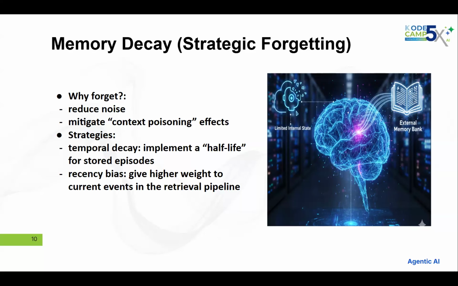Another way is recency bias, where you give higher weight to more recent episodes, so they are given more weight in the context, and the agent prioritizes them when it's generating responses or taking actions. There's also importance scoring, which I think we'll talk about, where you rank the information based on how relevant it is in the store.